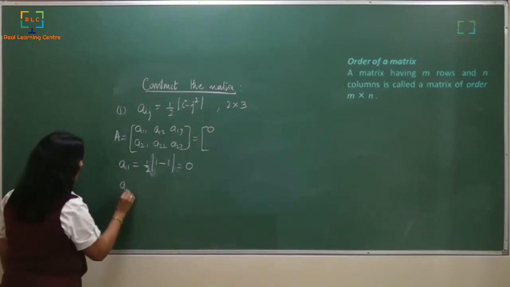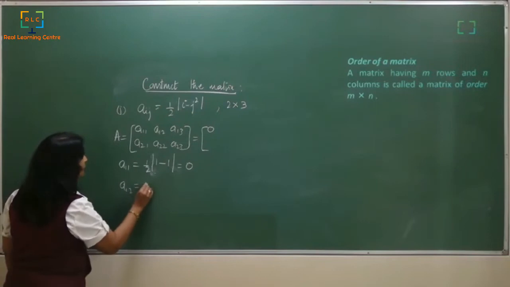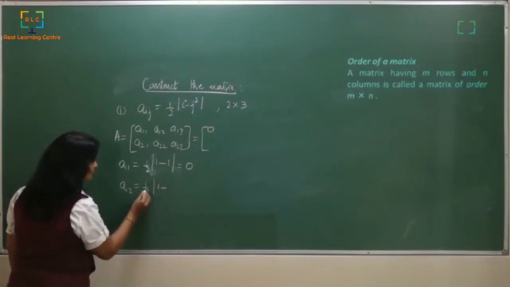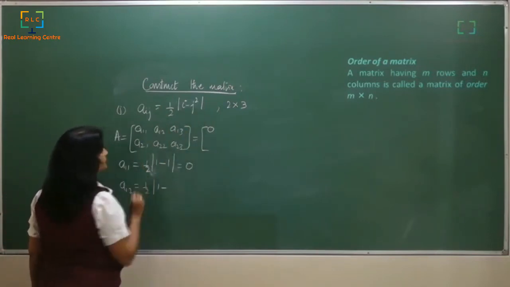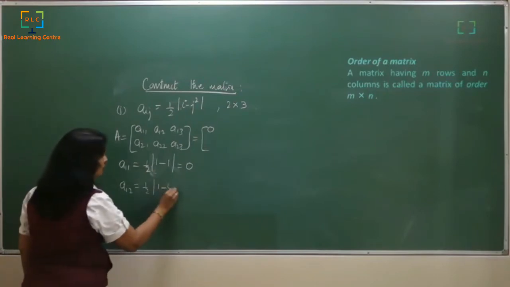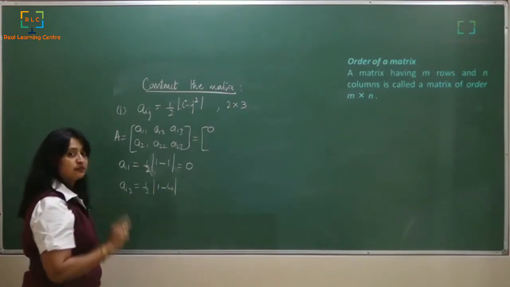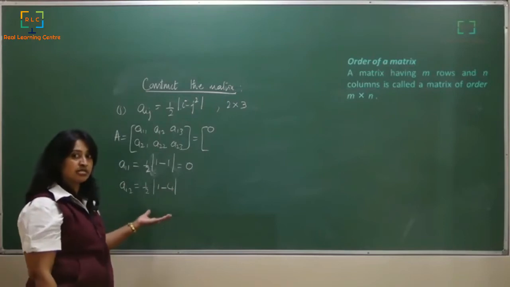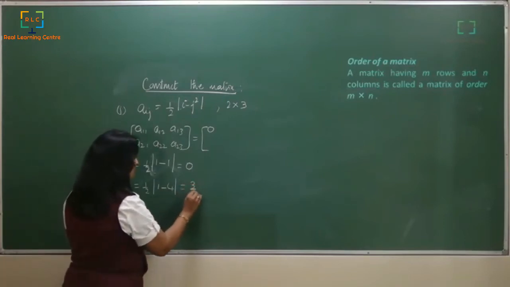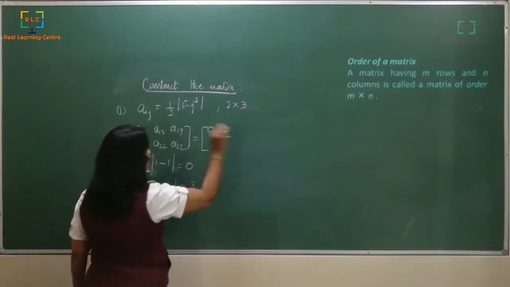Next I go to A12. A12 is equal to half into 1 minus 2 square. I'll put j is equal to 2. 2 square is 4. You got 1 minus 4. But 1 minus 4 is minus 3. But modulus of minus 3 is plus 3. So you got 3 by 2. So my next element is 3 by 2.